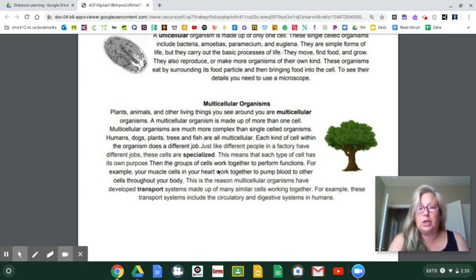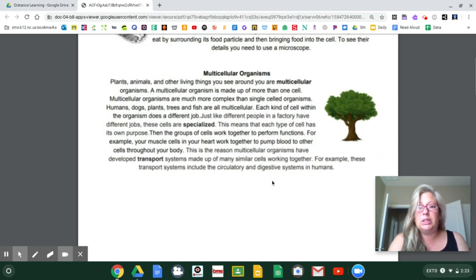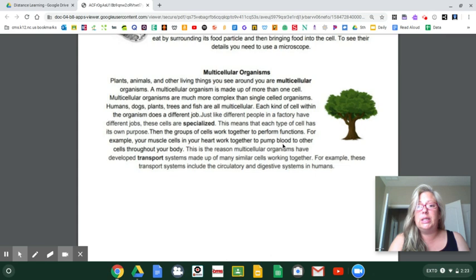Then the groups of cells work together to perform functions. For example, your muscle cells and your heart work together to pump blood to other cells throughout your body. This is the reason multicellular organisms have developed transport systems made up of many cells working together. For example, these transport systems include the circulatory system and digestive system in humans.